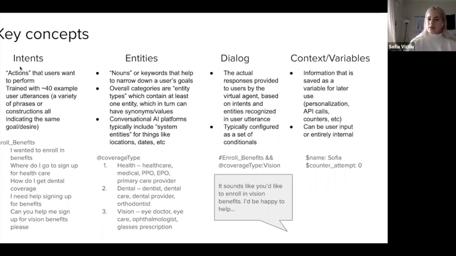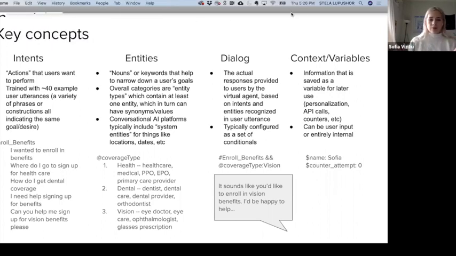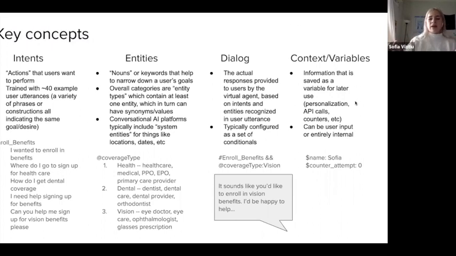But yeah, that's intents. Then entities we can define as nouns or keywords that help to narrow down a user's goals. Within the overall goal of enrolling in benefits, you might have certain keywords that users use that help you narrow down specifically what they're trying to do. I have this example of coverage type, which is an entity type. The general schema is you have types of entities which contain at least one, but can be multiple, entities, and those in turn have synonyms.